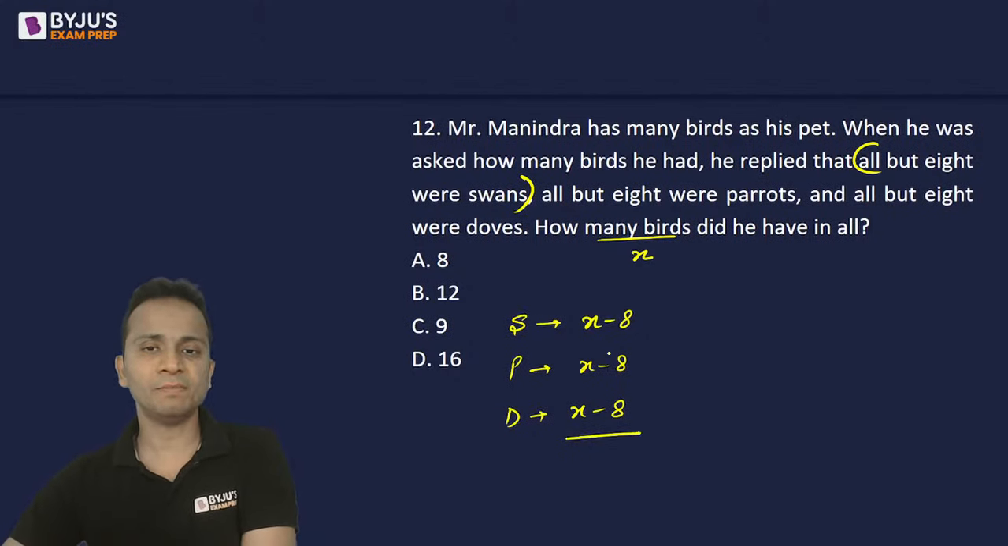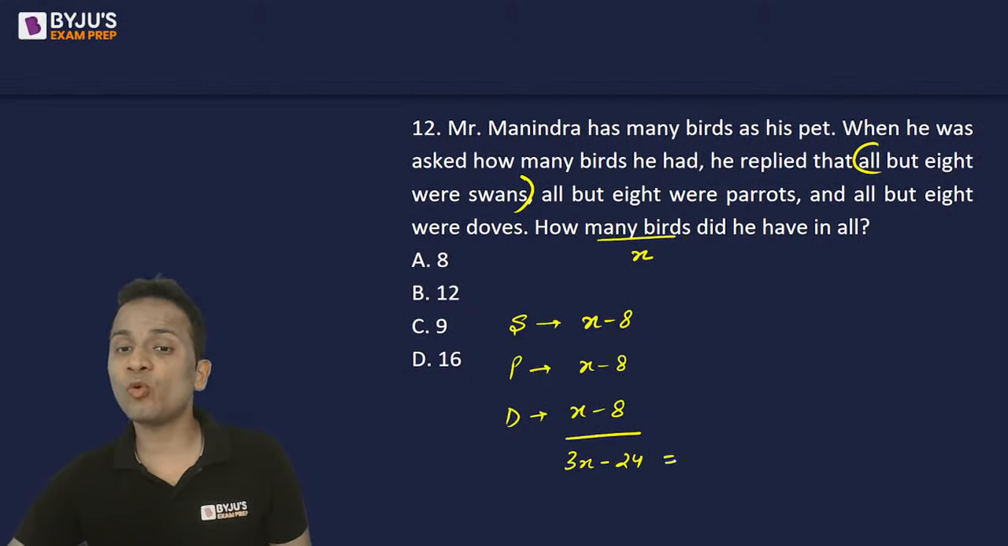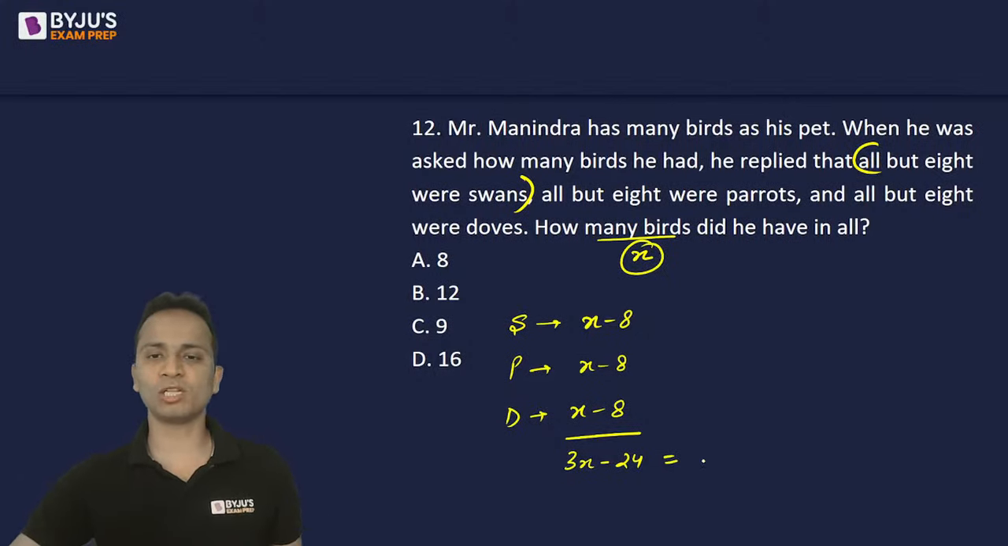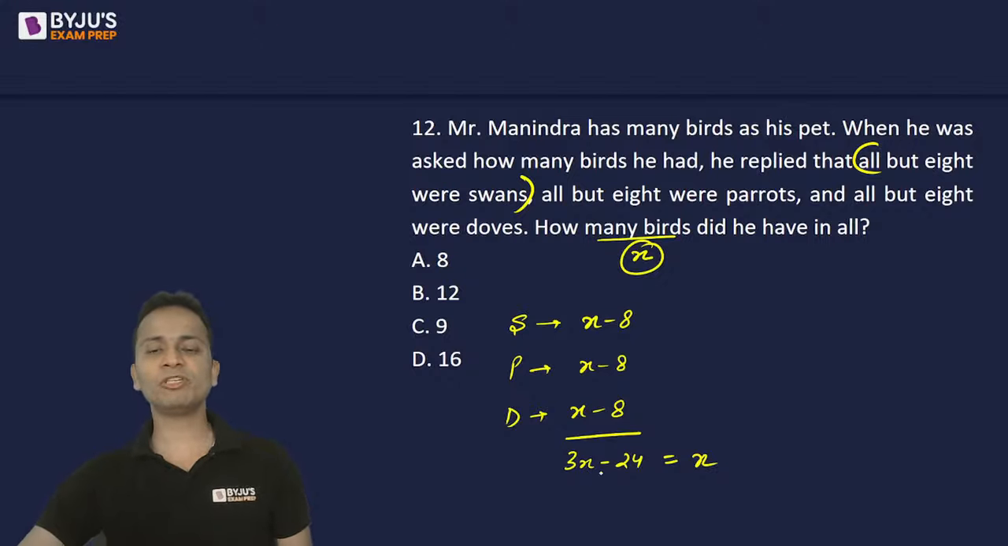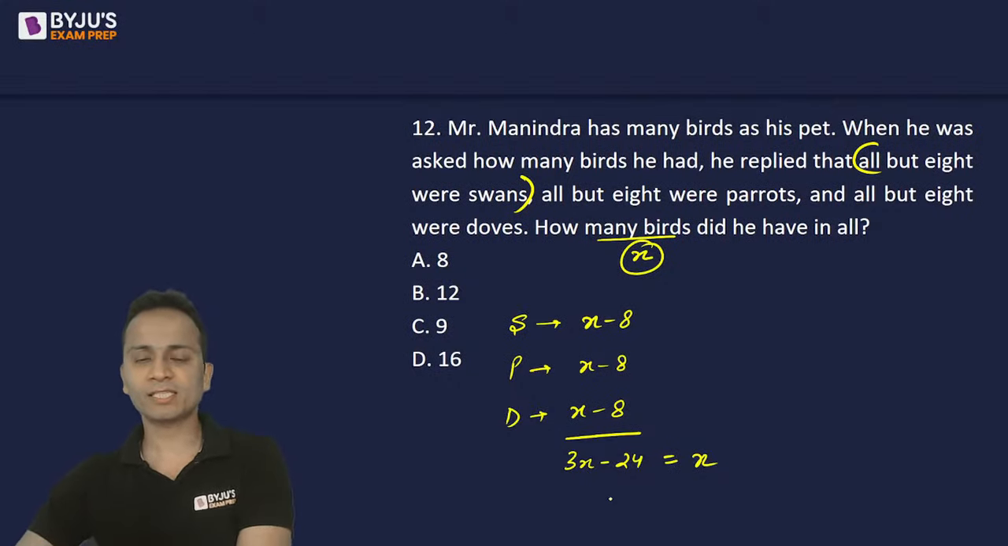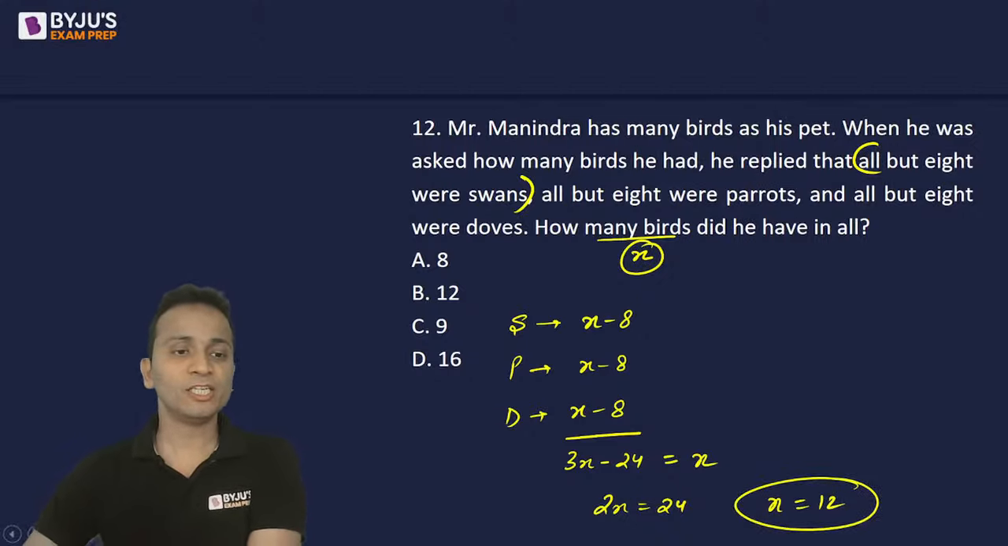Now, if I add them, X minus 8 plus X minus 8 plus X minus 8, this will become 3X minus 24. So this is the total number of birds and this can be equated to X, which is also the total number of birds that we assumed at the beginning. So 3X minus 24 is equal to X. 2X is equal to 24. X is equal to 12. So the total number of birds that he has is equal to 12.